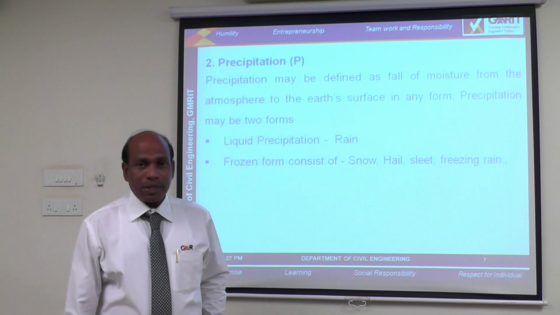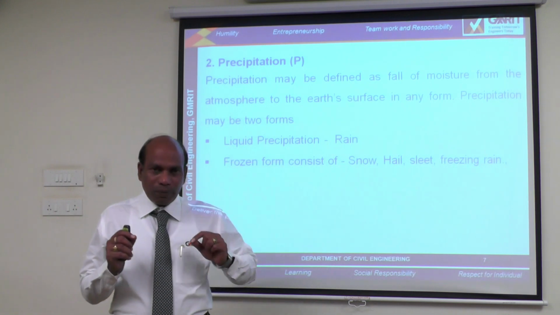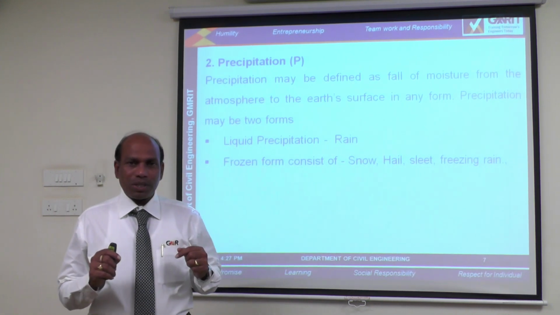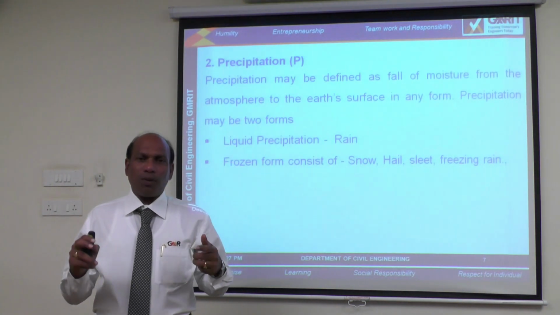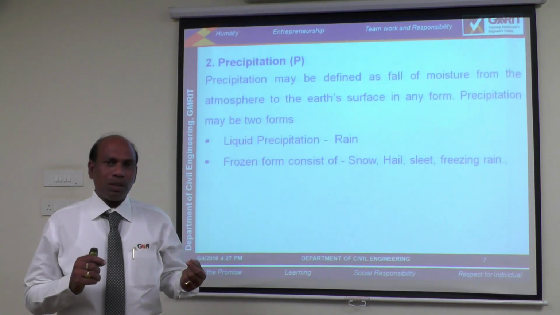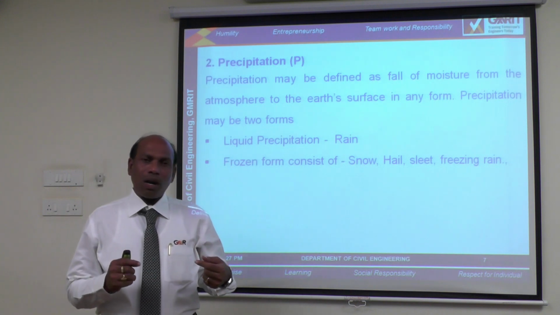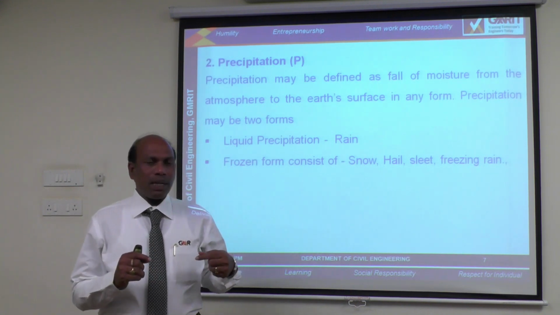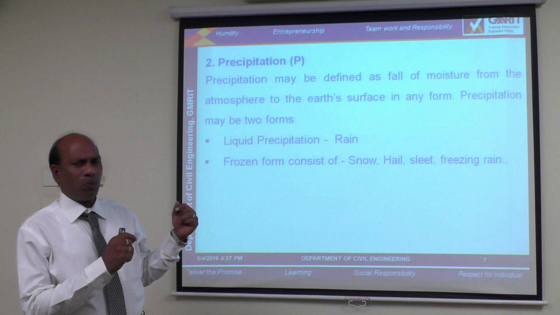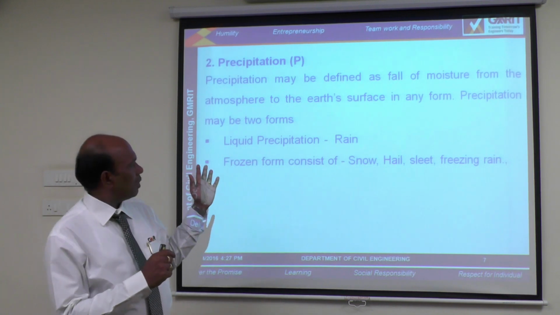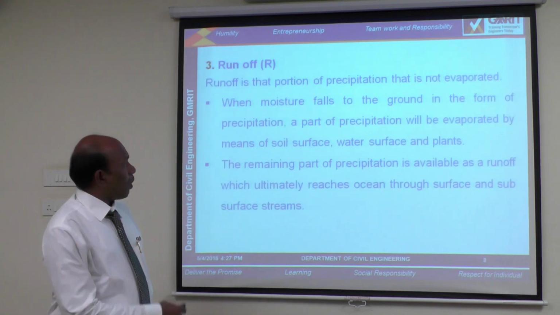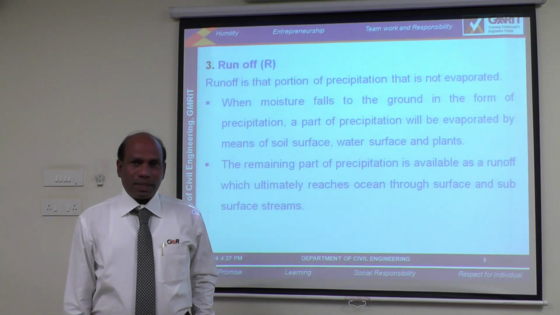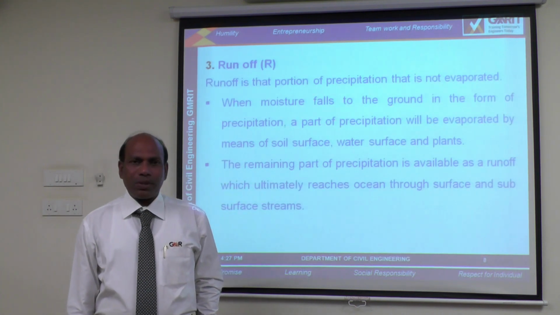And precipitation. Precipitation may be defined as the fall of moisture from the atmosphere to the earth's surface in any form. That may be water form, liquid form, or snow form. Basically, precipitation may be of two forms: one is liquid form, another is frozen form. The moisture falls to the ground surface in the form of precipitation.